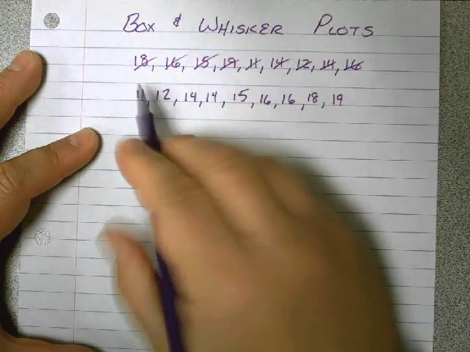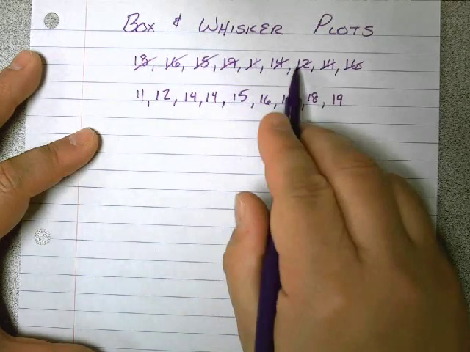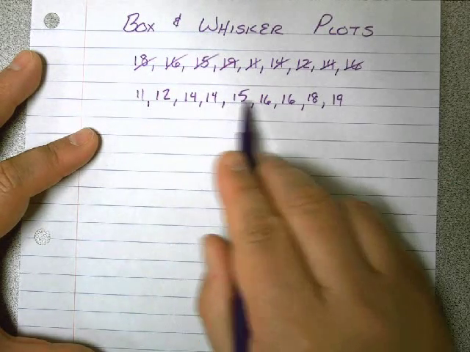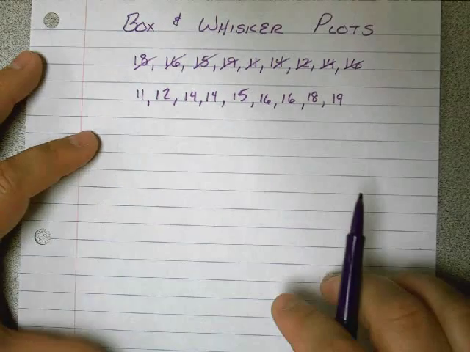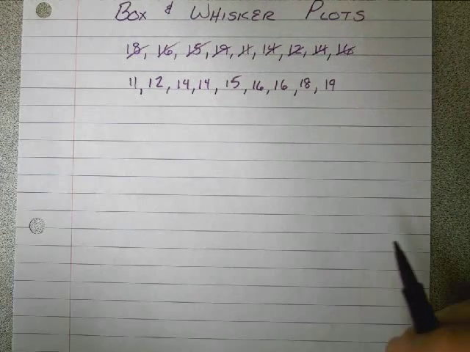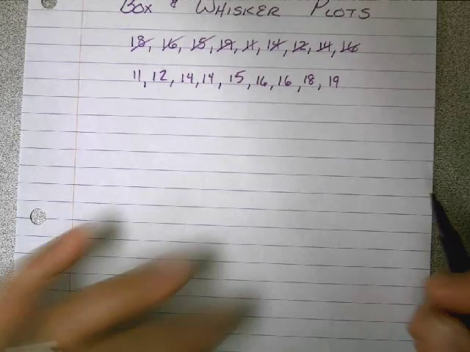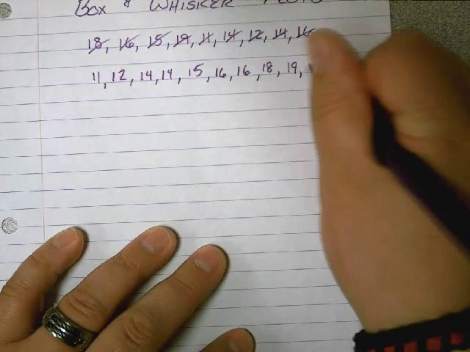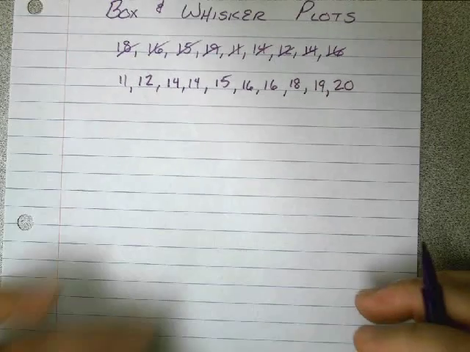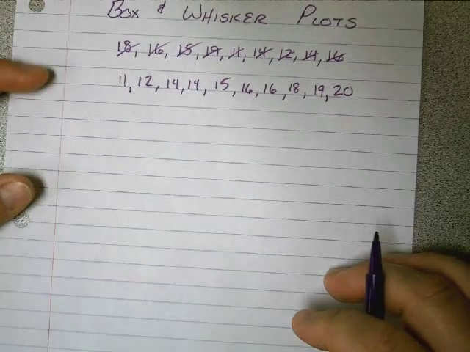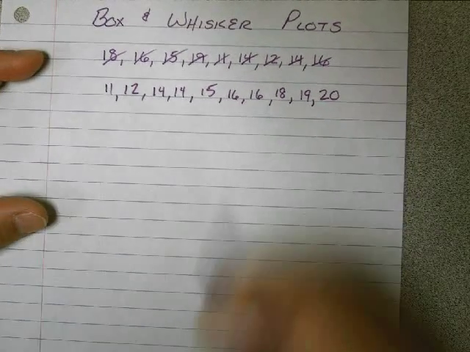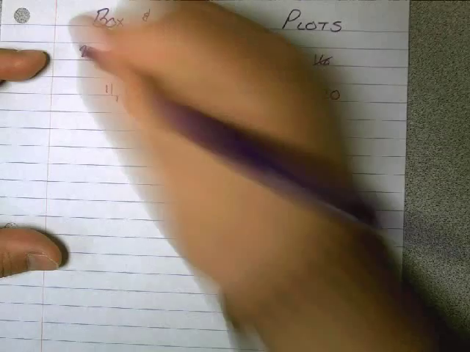All right. So again, first step, we're going to find the median. Median's your middle number. So 1, 2, 3, 4, 1, 2, 3, 4. Right in between 15 and 16 is my median. So that's going to be 15.5 is my median. I'm going to write that number down.